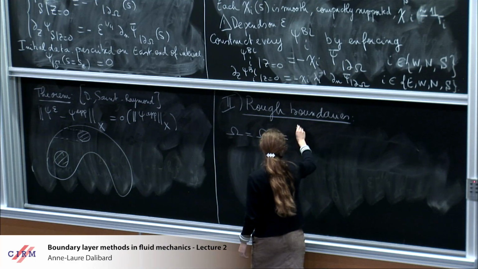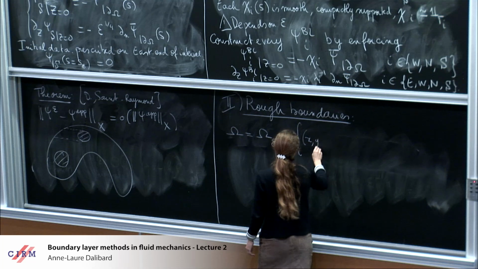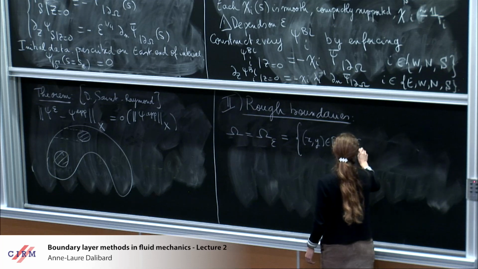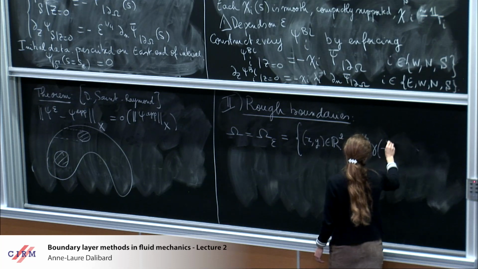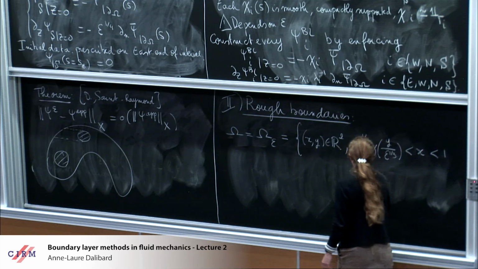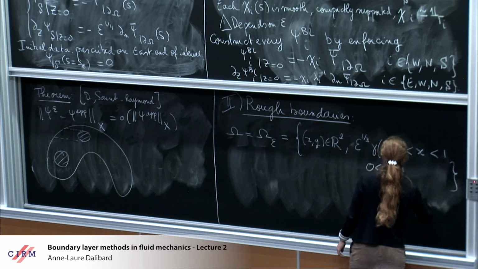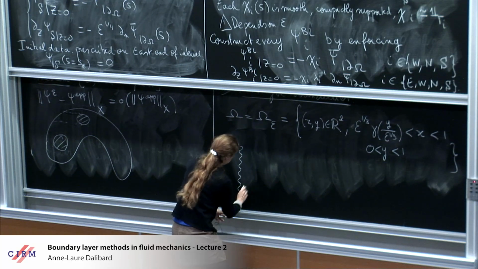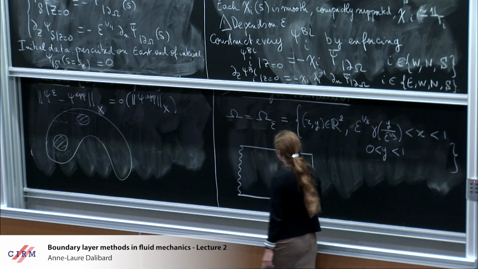This omega epsilon, I'm going to take it in the following way. It will be the set of (x,y) in R^2 such that minus or plus epsilon^(1/3) gamma(y/epsilon^(1/3)) is smaller than x smaller than 1, and y between 0 and 1. I'm going to draw a picture. So it has the following form: something wiggly like that. Again, it's very idealized.